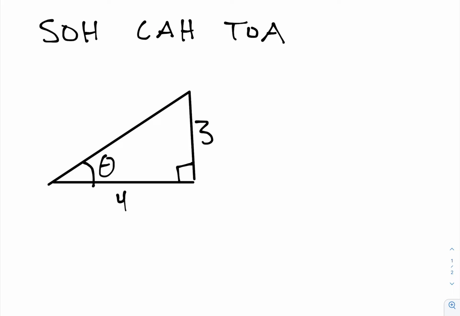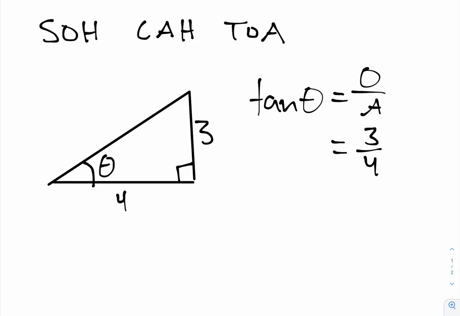Well, which of these three uses O and A, opposite and adjacent? Well, TOA. So the tan of our angle is going to be O over A, which is 3 over 4. So the inverse tan of 3 over 4 is going to give us our angle theta. So that's really what SOHCAHTOA is doing.